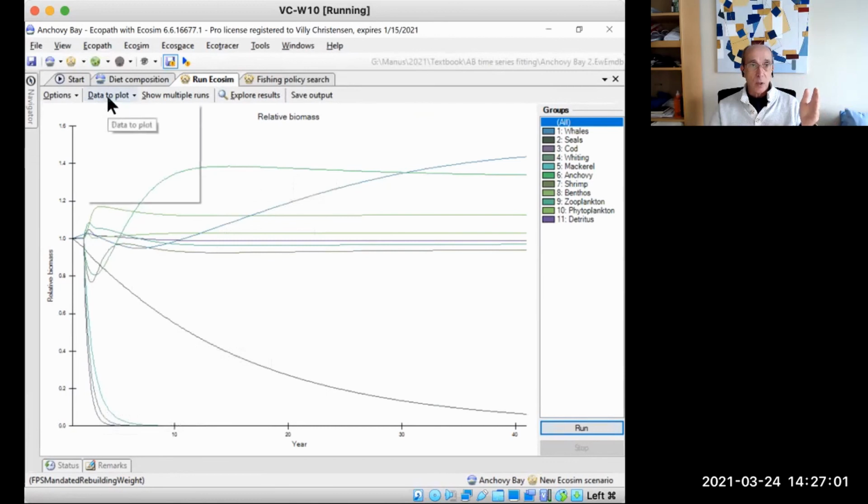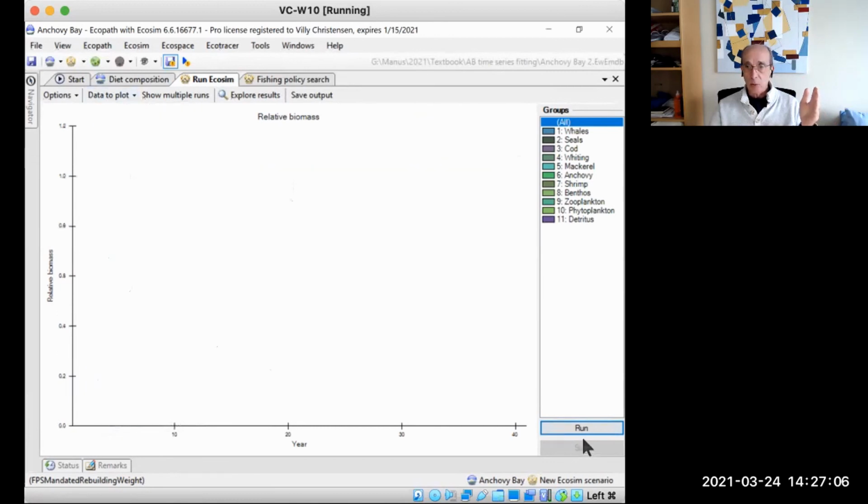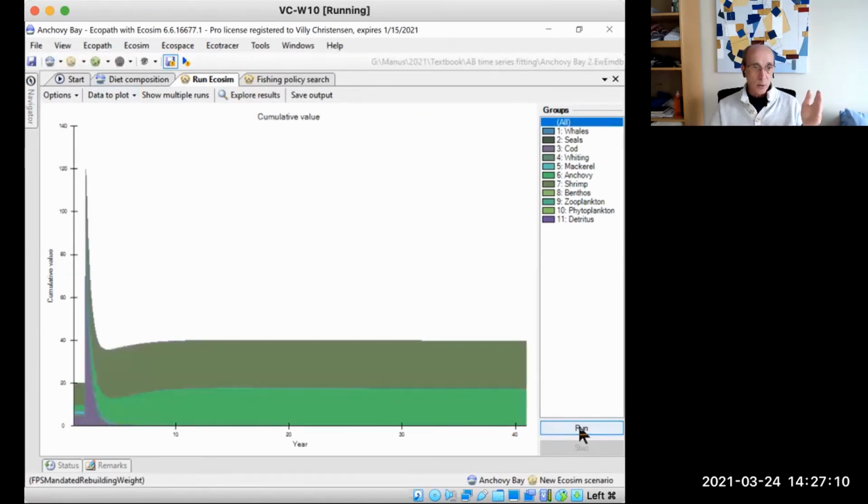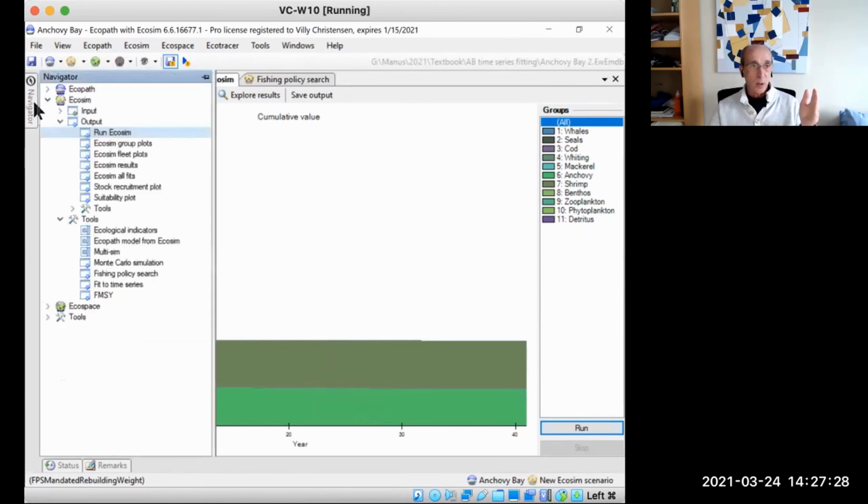So go here on data to plot, value absolute, and run it again. So we have 40 times value here. We started at 20, cumulative value of 20. We increased that to 40, and we did that by fishing for shrimp and anchovy. That's how we changed the system with this.